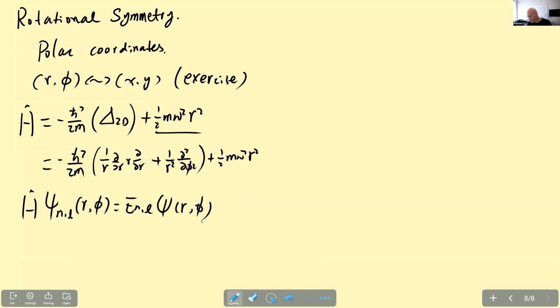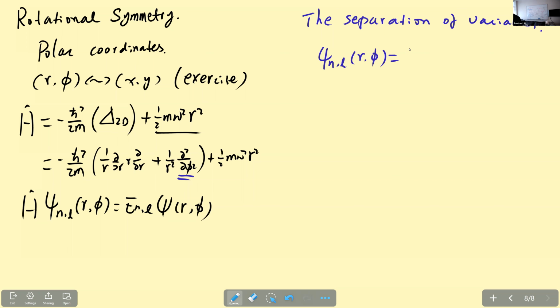Okay, and again we have separation of variables. Obviously you can see that the only thing you have on phi is a differential, right? So that's why we can do this separation of variables. We write this as R(r) times Φ(φ), the radial part times the angular part.